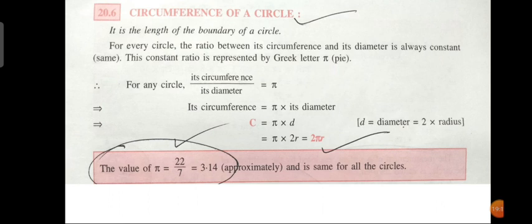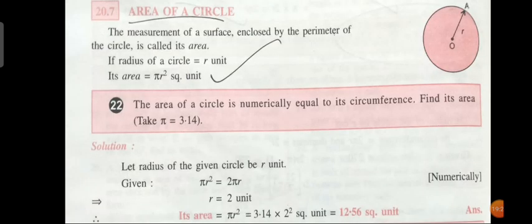So the important equation is circumference of a circle is 2 pi r, where r is the radius of the circle and the value of pi is 22 by 7 or 3.14 approximately. Okay, next is area of a circle. Area of a circle is pi r square into square unit, which should be the unit given in the question, where r is the radius. This should also be known to you. And an example is also given for you.